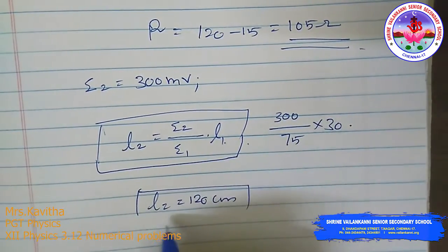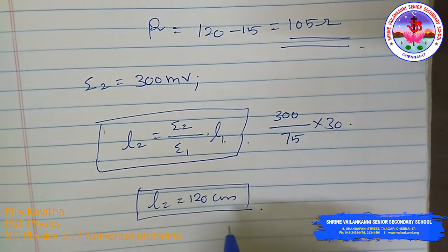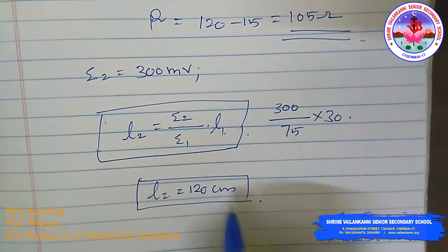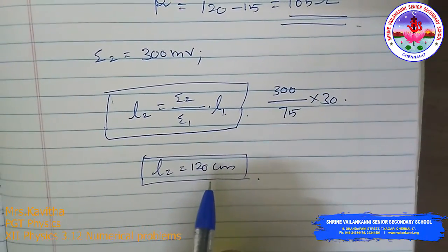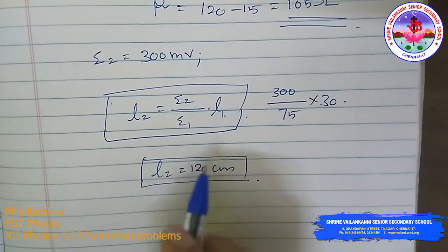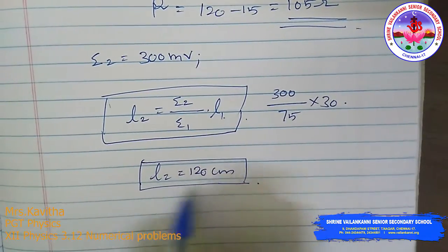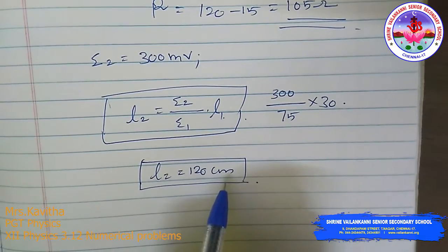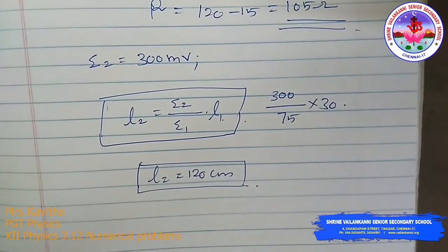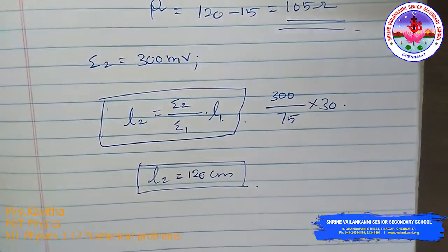So that is the balancing point. As the length of the potentiometer wire is just 100 centimeter, this balance point cannot be obtained on the wire. So this is the L2 value. Usually for the potentiometer we will get 100 centimeter, right?